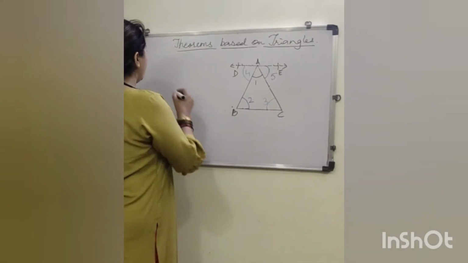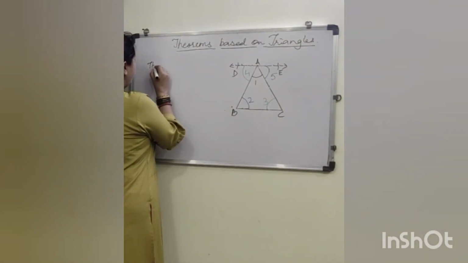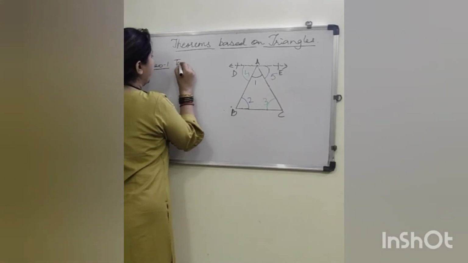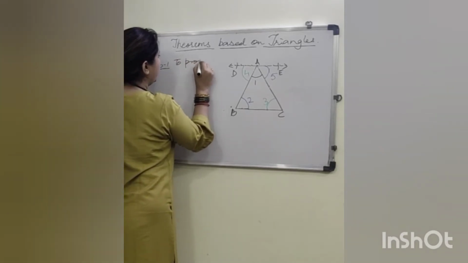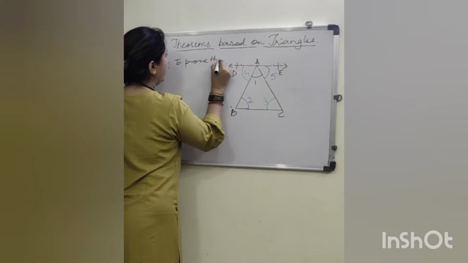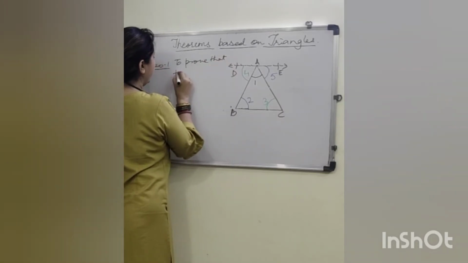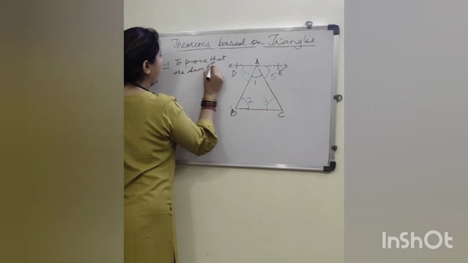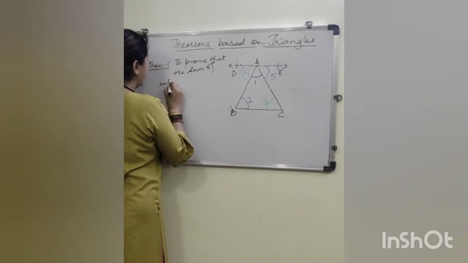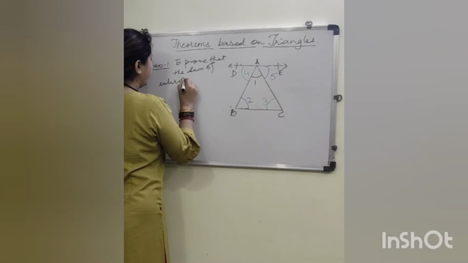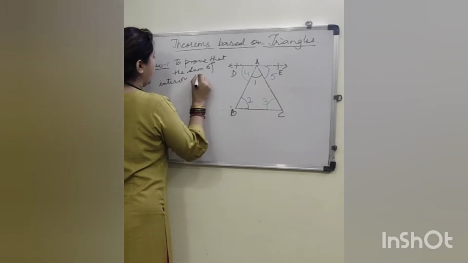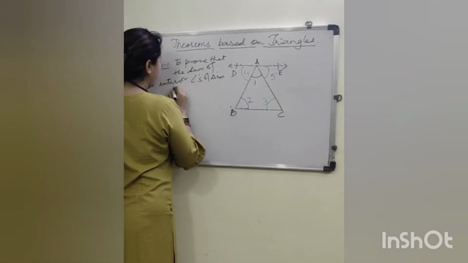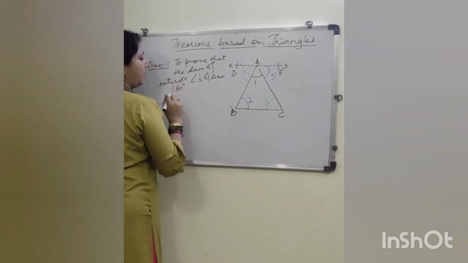The first theorem is to prove that the sum of interior angles of a triangle is 180 degree. Fine. This we have to prove.